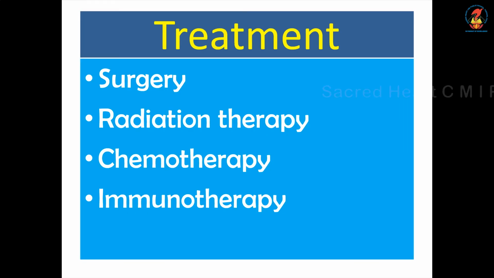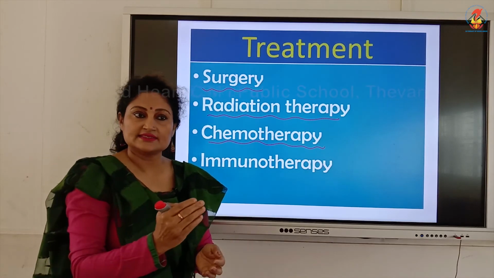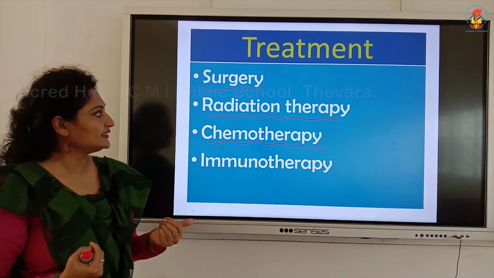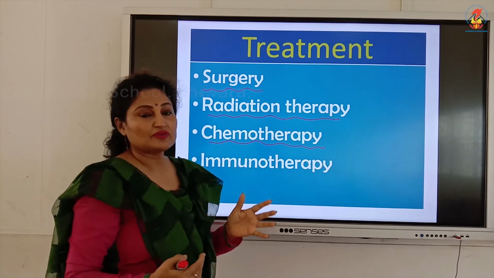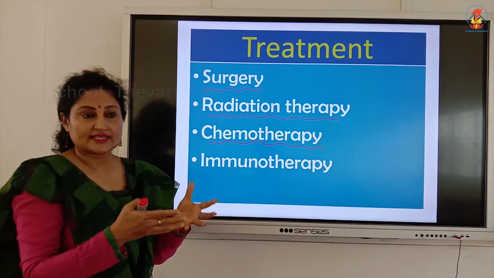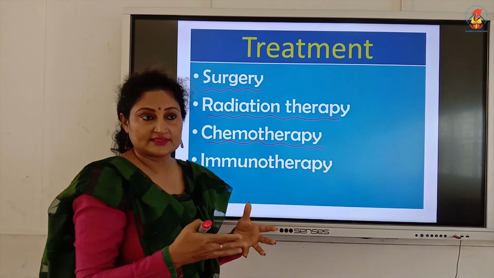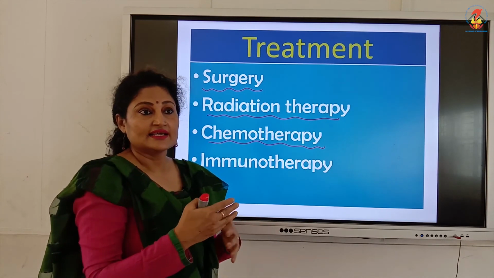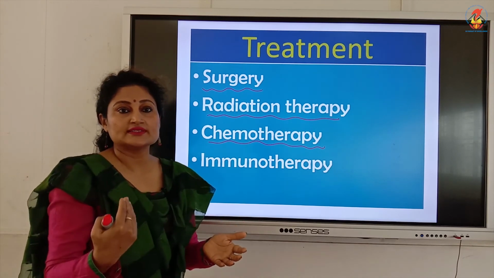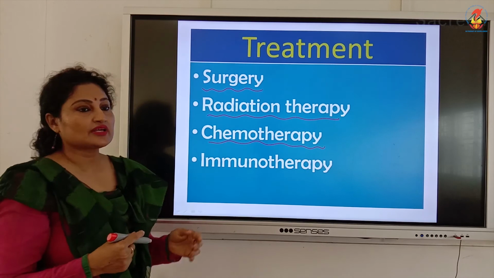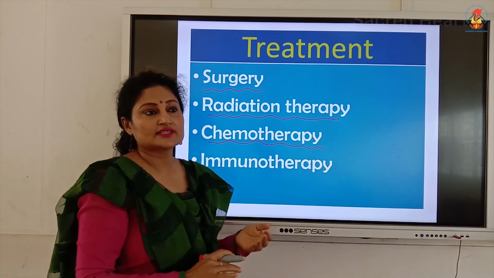Now, moving on from detection to the last topic, treatment. There are mainly three treatments: surgery, radiation therapy and chemotherapy. Surgery: the particular organ that has malignancy is removed surgically so that the spread is prevented. Radiation therapy: the particular part that is cancerous is exposed to radiation and is lethally irradiated, taking care that the normal cells are not affected. And chemotherapy: drugs are introduced which kill the cancerous cells.